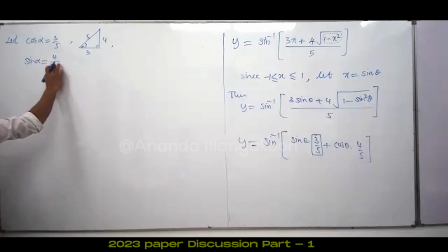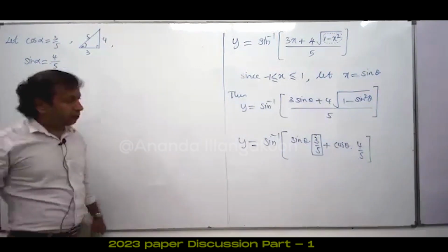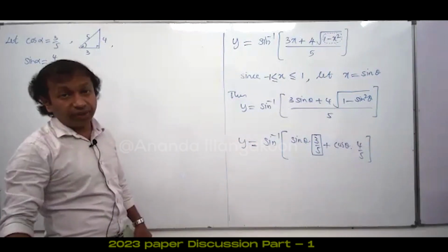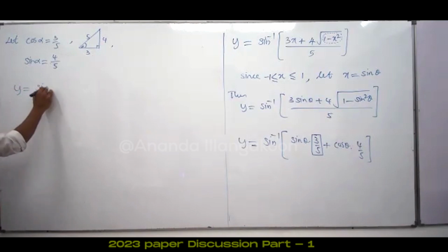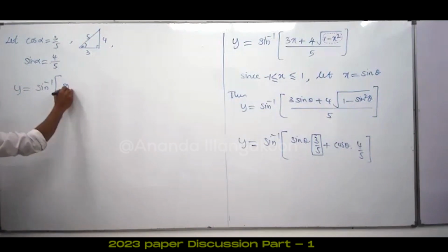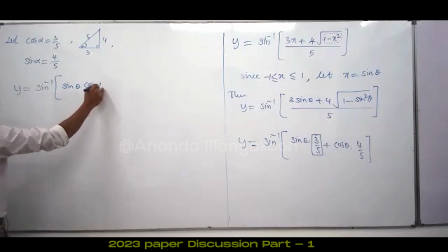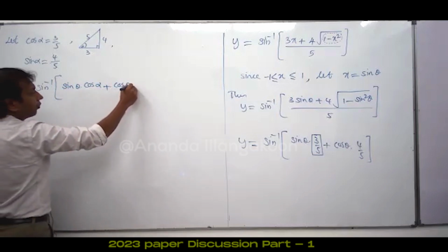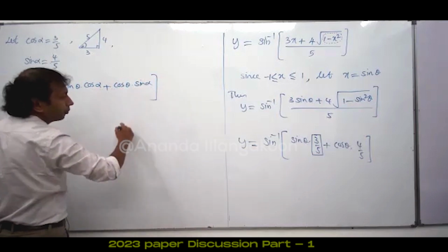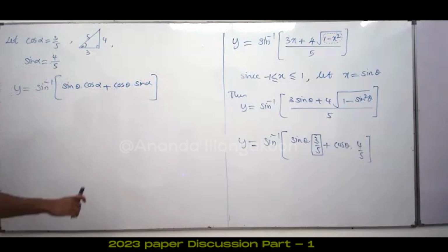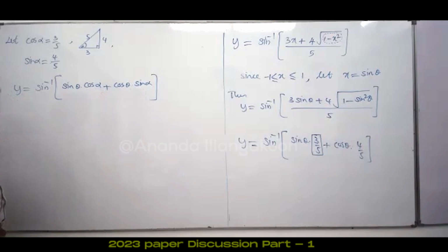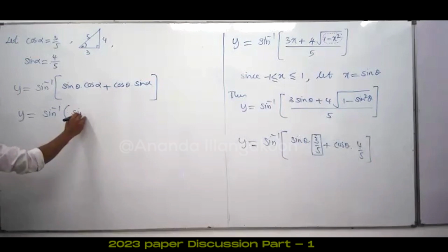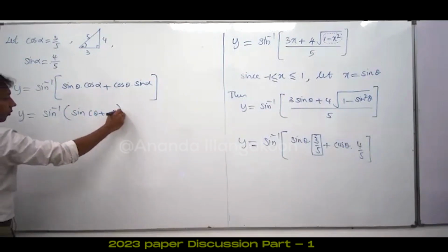Alright, as I told you, now when I take 3 by 5 as cos alpha, 4 by 5 as sine alpha, then I can write y equals sine inverse of sine theta cos alpha plus cos theta sine alpha. This way you can write. Then this is nothing but sin A cos B plus cos A sin B. It is sin of A plus B. So y equals sin inverse sin of theta plus alpha.